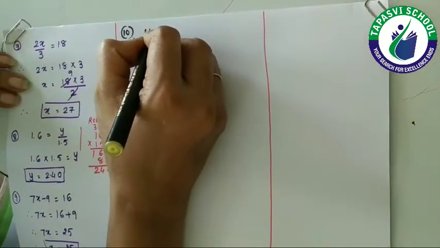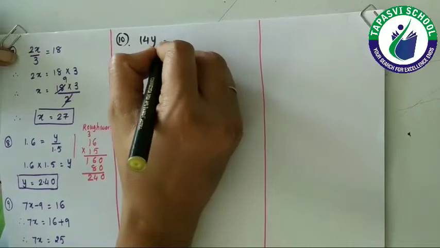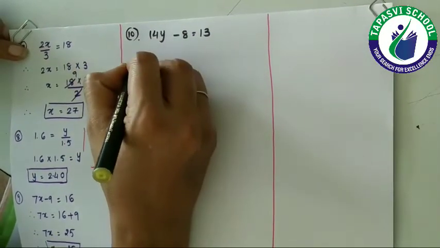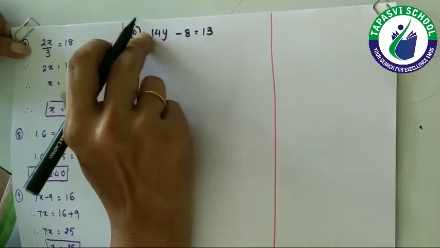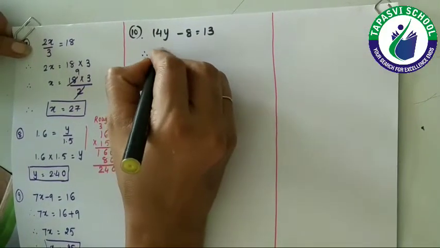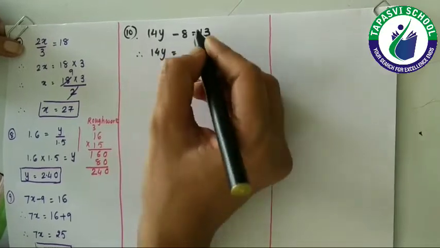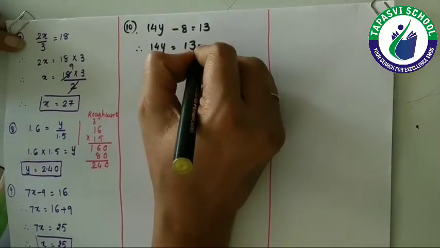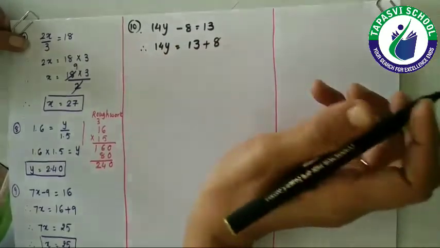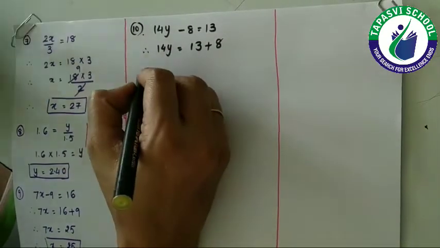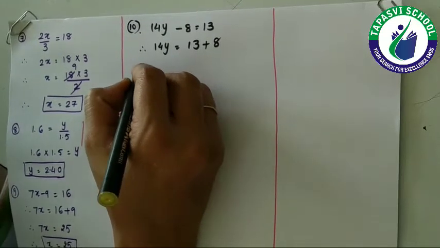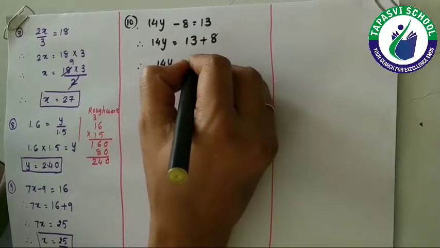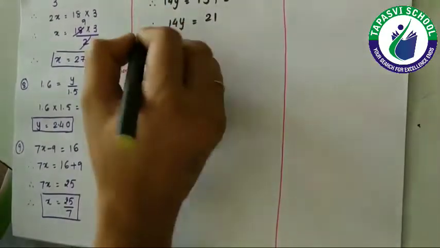y minus 8 is equal to 13. Now the variable term will become the object, so 14y will remain as it is. Here 13 minus 8 will come this side, it will become plus 8. Therefore 14y is equal to 21.